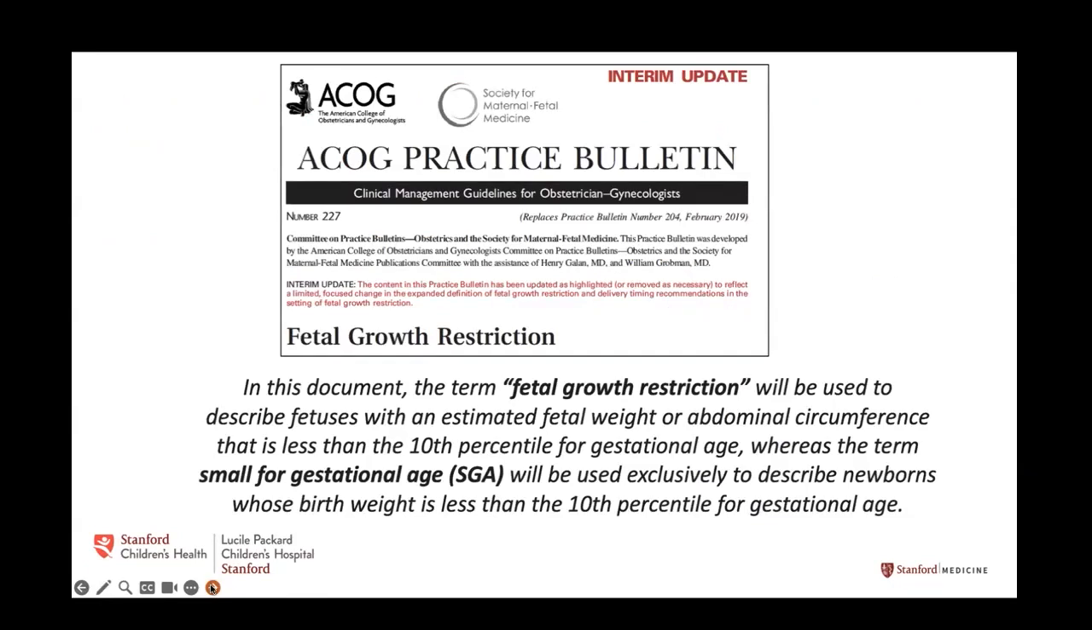Now, of course, there's a lot of overlap between ACOG and SMFM, and you can see that the definitions here essentially mirror SMFM. Here, fetal growth restriction will be used to describe fetuses with an estimated fetal weight or abdominal circumference less than 10th percentile, whereas the term SGA will be used exclusively to describe newborns. So again, ACOG is similar to SMFM. FGR is a fetal issue. SGA is a neonatal issue. Both of them are simply a categorical cutoff of 10%.